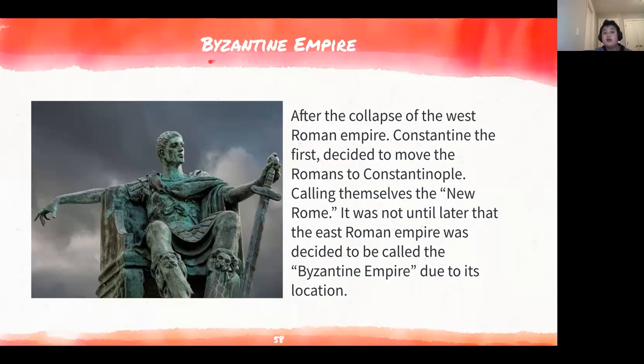Okay, moving on to the Byzantine Empire. After the collapse of the Western Roman Empire, as I said before, there's a man called Constantine the First. He decided to move the Roman Empire to Constantinople, calling themselves the New Romans. But they still referred to themselves as Romans, still lived their life, and still believed they were Romans. They carried on their culture, but they weren't the same without Rome. That's why it was later called the Byzantine Empire due to its location.